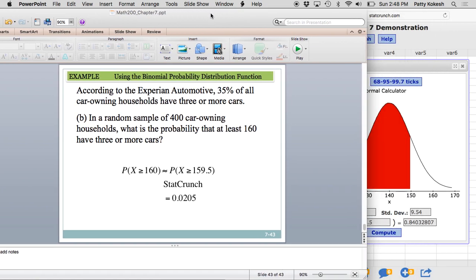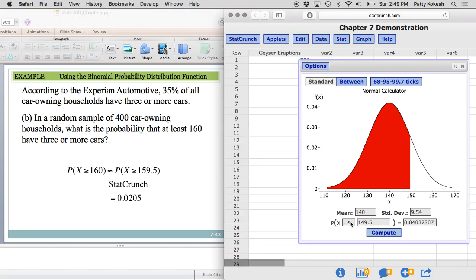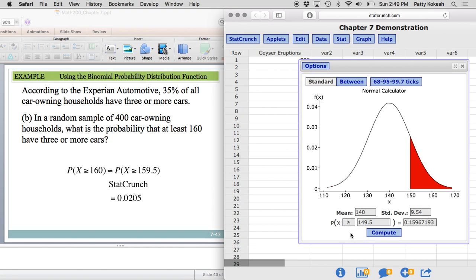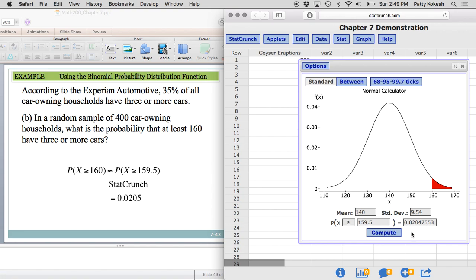And let me scroll to the next one. We can take a look at this as well. We're going to use StatCrunch for this one too. Same type of setup. This one I want to know the probability of at least 160. So that would mean the probability that x is greater than or equal to 160. Now, when you have greater than, the correction for continuity that you use is to subtract 0.5 from this value. So I get 159.5. I want at least, which means greater than or equal to. And I change 149.5 to 159.5. I have the same mean, the same standard deviation. I click compute, and it gives me a value of approximately 0.0205. So about a 2% chance.